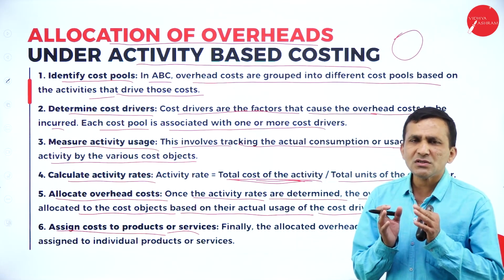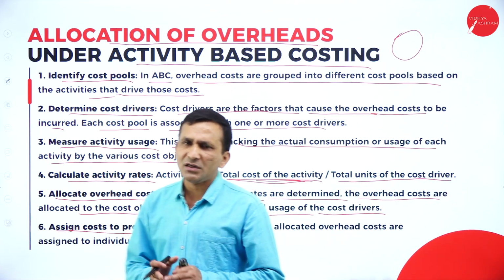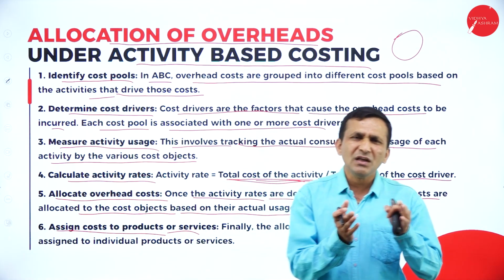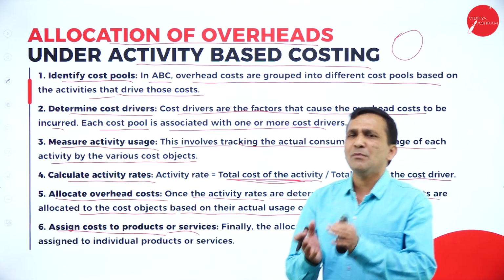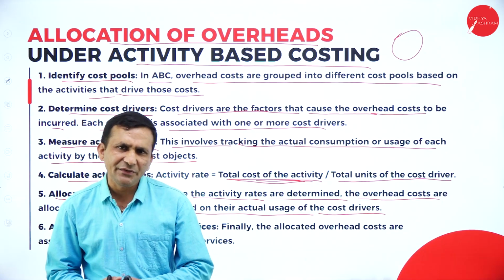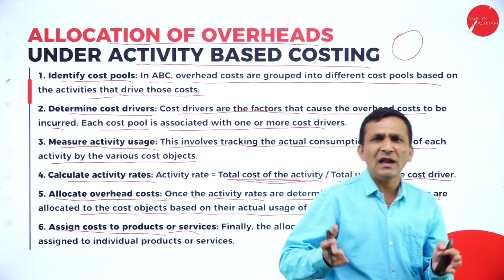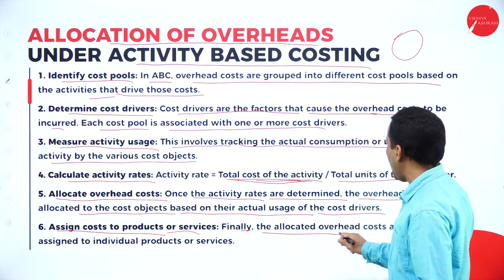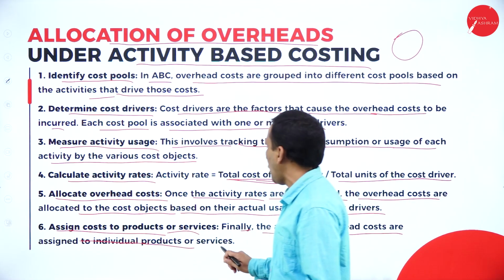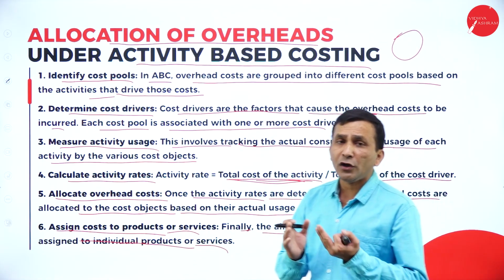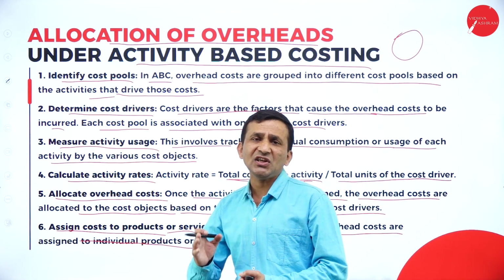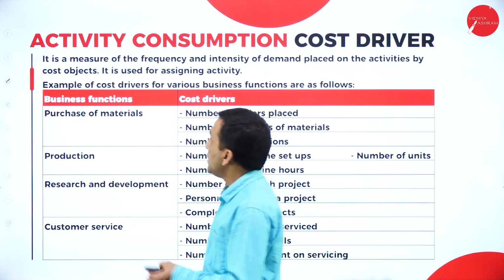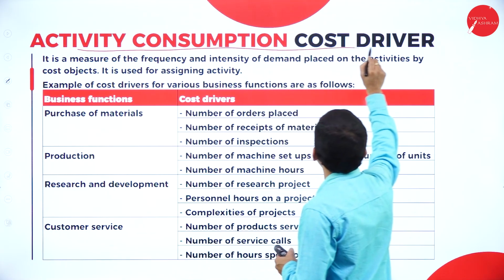Finally, a company is not focusing on only one product; they are producing multiple products, and each product is unique, with different activities involved. For example, product X depends on only 6 activities, while product B depends on 12 activities, which varies based on the nature of the product. So finally, the allocated overhead costs are assigned to individual products or services, because every product is equally important. We need to know each and every activity involved in producing a product or offering a service.